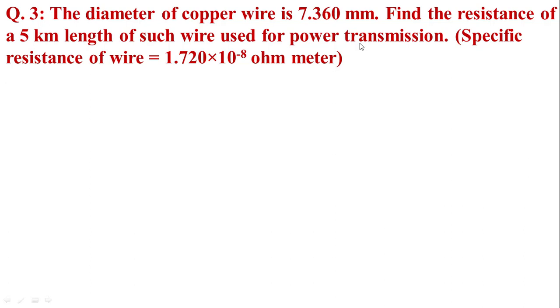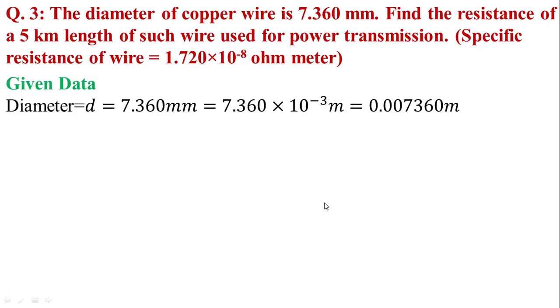Here note is given that the specific resistance of the wire is 1.720 multiplied by 10 raised to power minus 8 ohm meter. So according to the given statement, we can write the given data. Given data is diameter D is equal to 7.360 millimeter. 1 millimeter is equal to 10 raised to power minus 3.